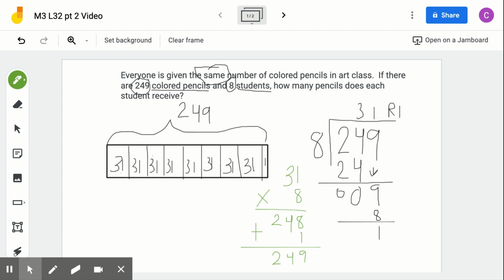If I had 249 colored pencils and I split them equally between 8 students, each student would get 31 colored pencils and I would have 1 pencil left over.